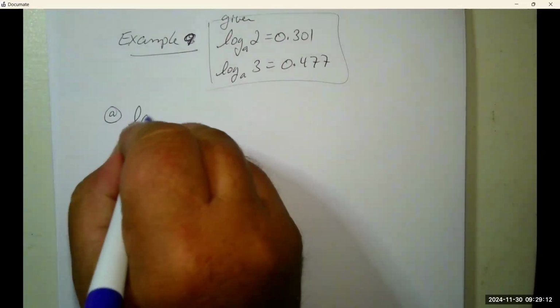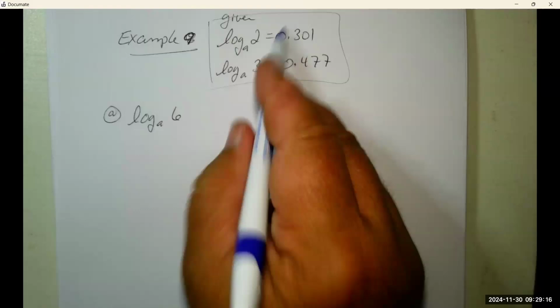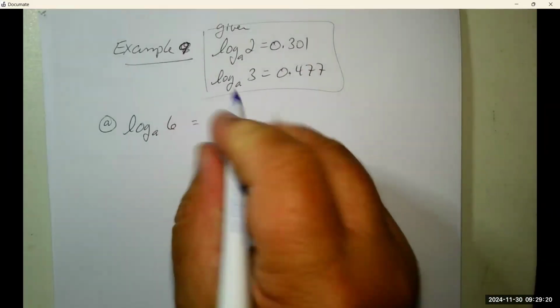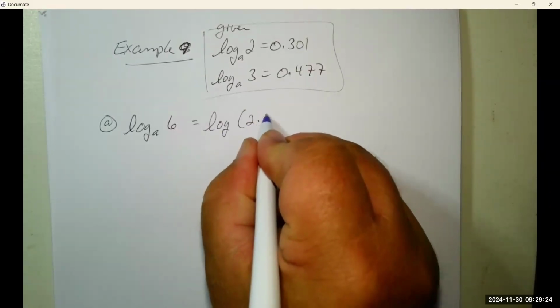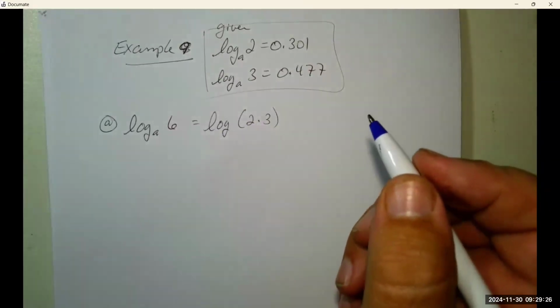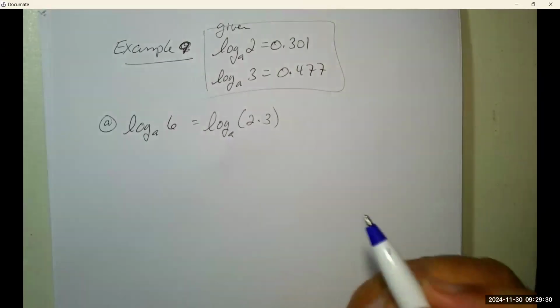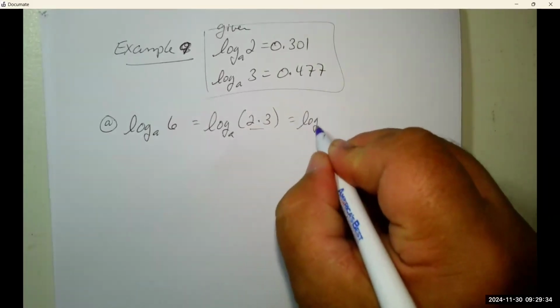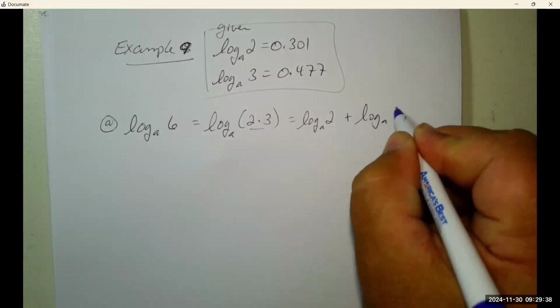First one, log base a of 6. Using this only, what is 6 made up of? It's made up of 2 times 3. It's a product rule, so I have log base a of 2 plus log base a of 3.